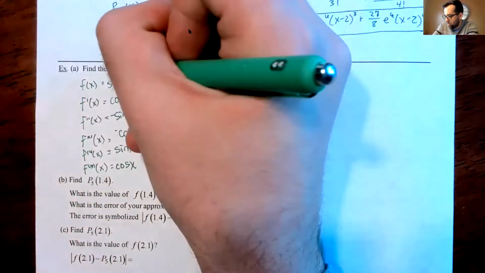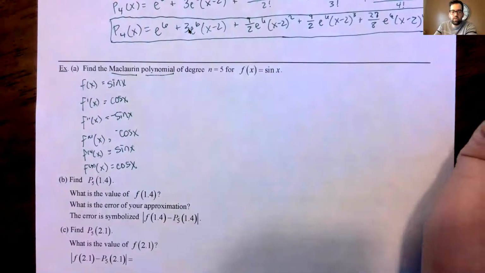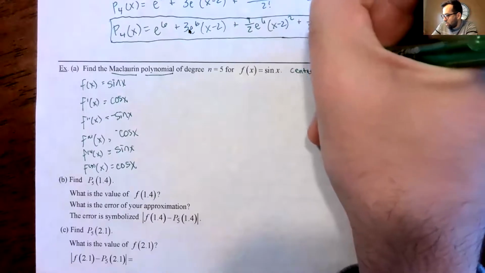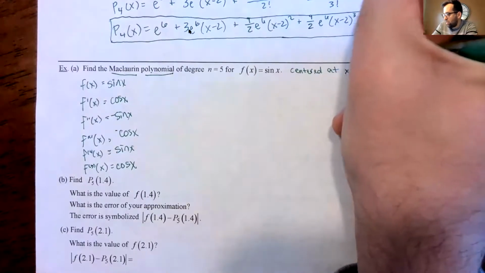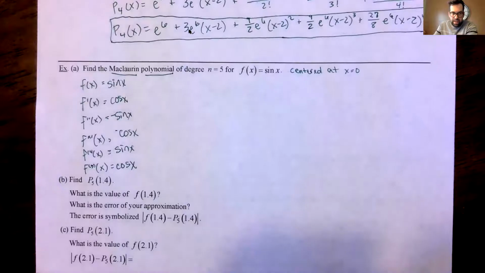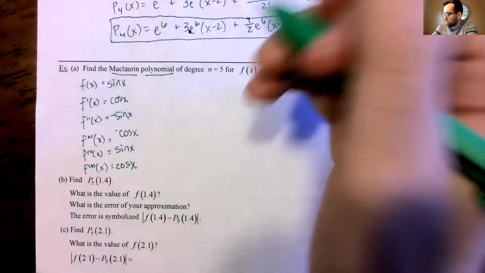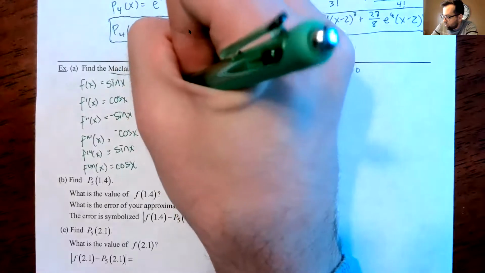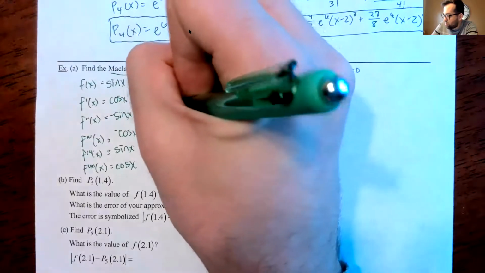Notice this said Maclaurin polynomial, so that means we're centered at 0. Remember, that's the specific case of a Taylor polynomial. So now I'm going to list out all of the f's specifically for plugging in 0.